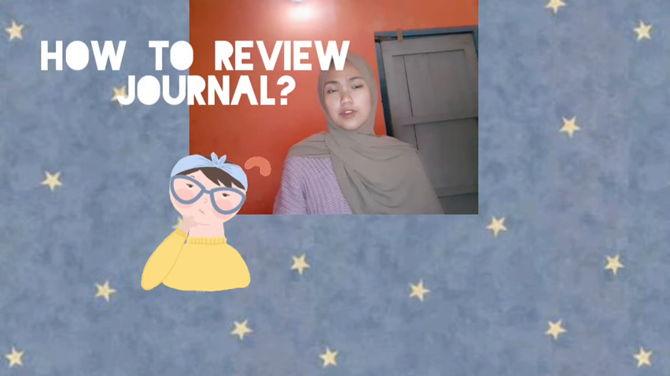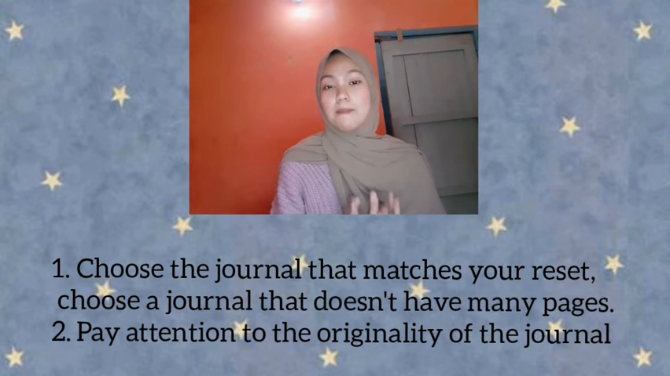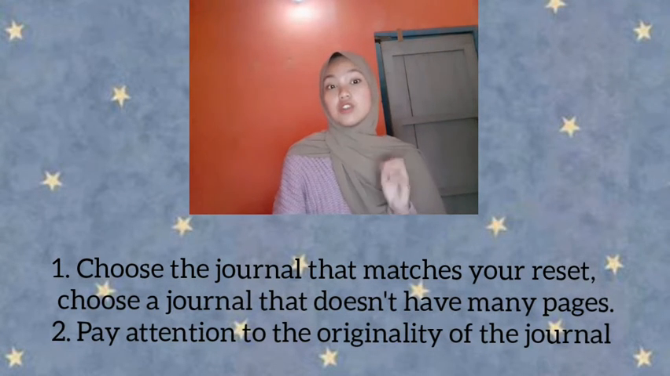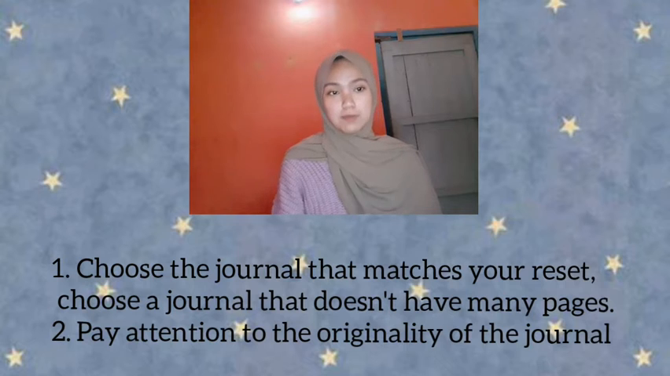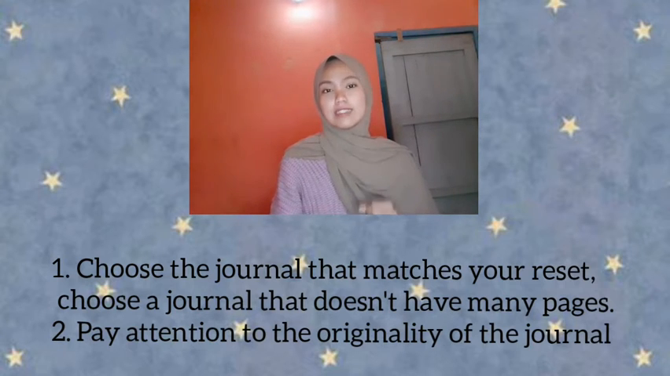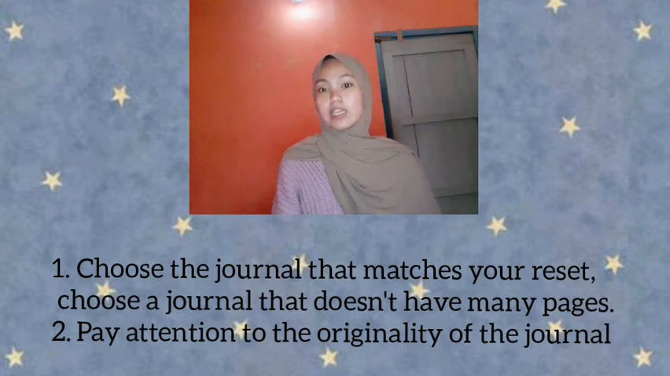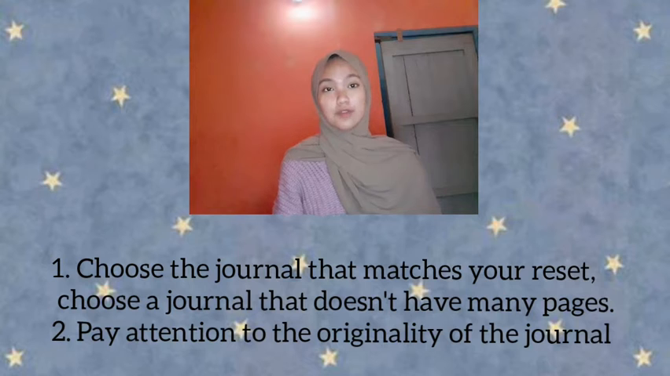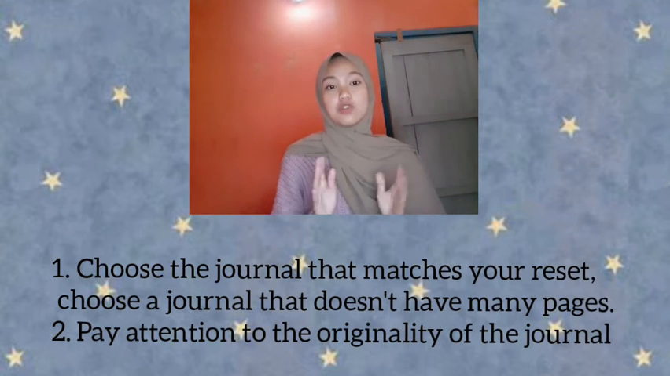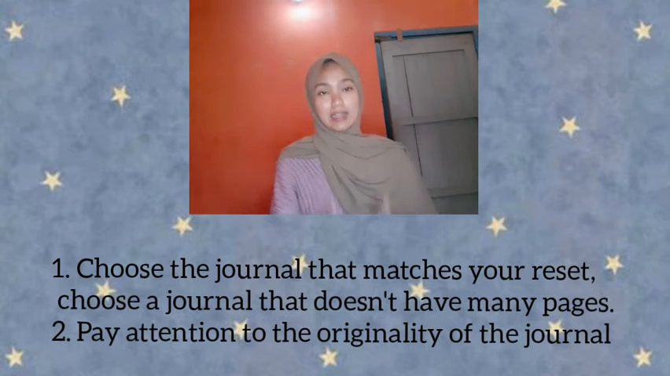How to review journals? First, choose a journal that matches your reason. Choose a journal that doesn't have many pages, because the more pages a journal has, the more difficult it is to understand. The second is to pay attention to the originality of the journal. Make sure that the journal taken is from a clear source.